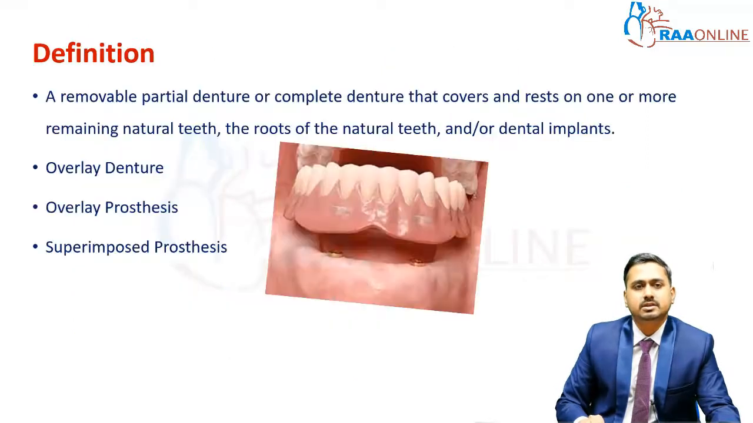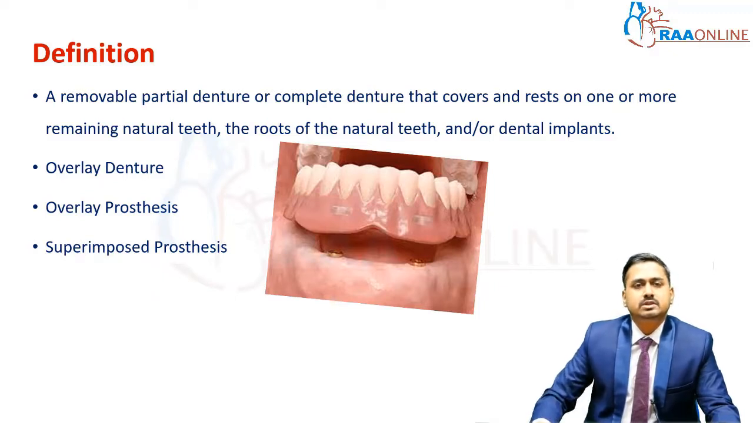Moving on to the content, starting off with the definition. An overdenture is defined according to GPT as a removable partial denture or a complete denture that covers or rests on one or more of the remaining natural teeth, the roots of the natural teeth, or dental implants.